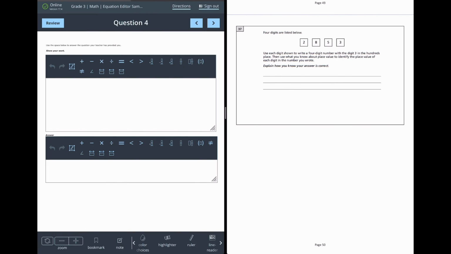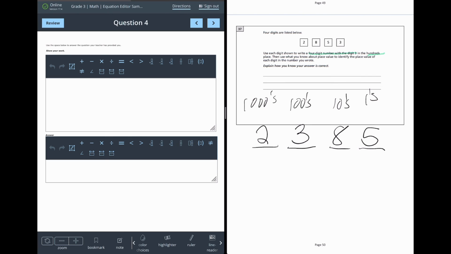Below, you have to write a 4-digit number with a 3 in the hundreds place. So tons of different answers here. So I need to have a 4-digit number. I know these are my ones. Actually, I'm going to just draw it differently so you have it. My ones, my tens, my hundreds, and here are my thousands. So as long as I have a 3 here, what can the other numbers be? So I can just put 2, 8, 5.